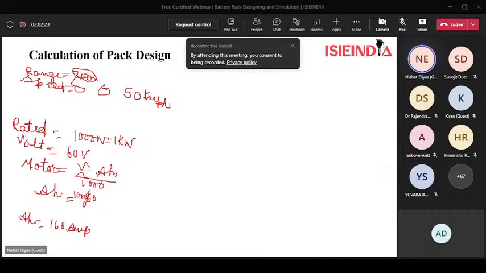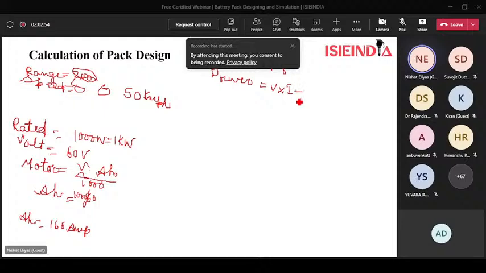Sorry, I need to change the pointer. It is around 17.5 approx. So from here we will calculate the power. That is power equals V into I.